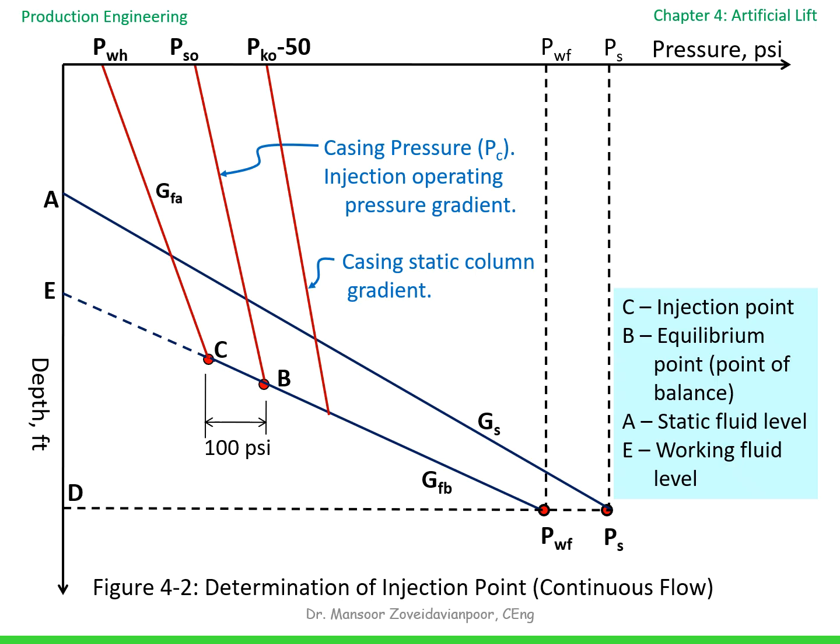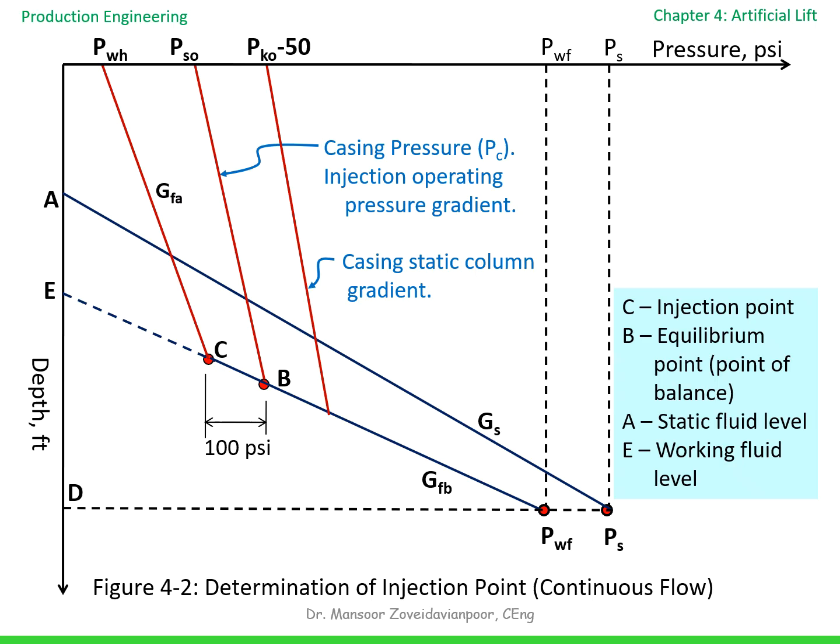Since gas only flows from high pressure to low pressure, we cannot inject gas at this exact location. That's why we move 100 psi to the left to create a pressure differential. This gives us point C, the actual injection point. In practical terms, C is where we place the operating gas lift valve. The deeper this point is, the more fluid column we can lighten, which generally means better lifting performance and higher production. Also notice the two fluid levels. A is the static fluid level before production. E is the working fluid level during production.